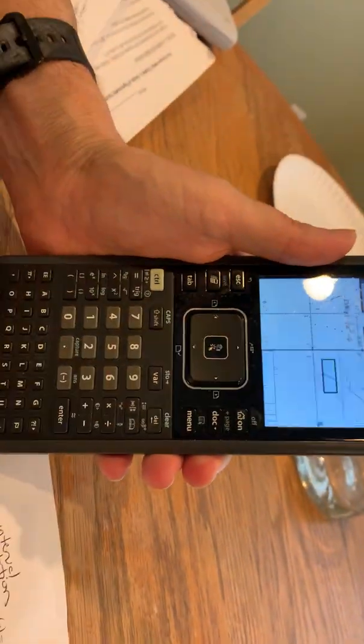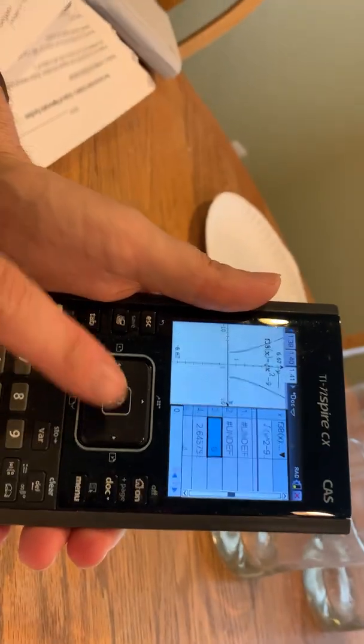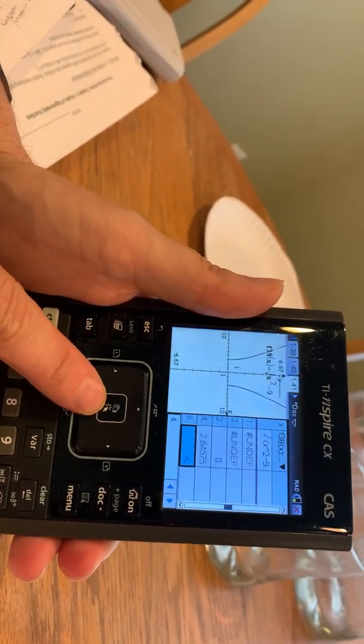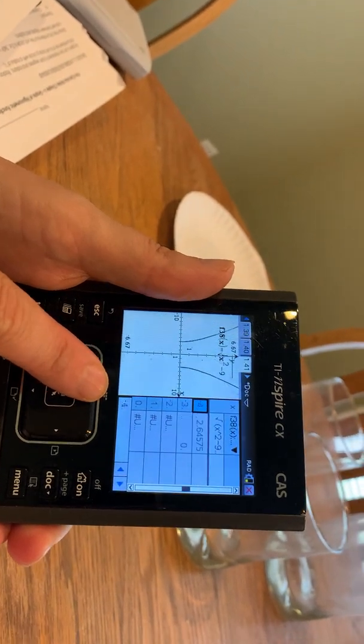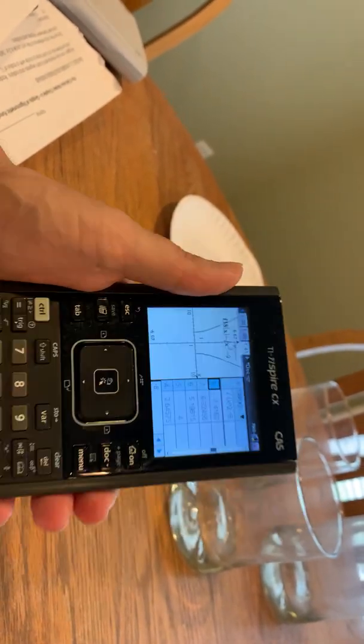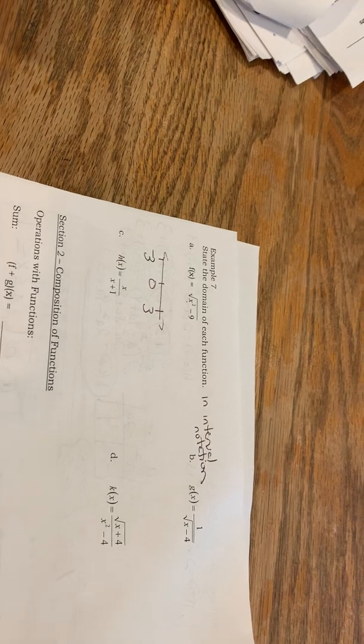So if I go Control T, I can see 3 works, and anything below 3 works. And then the same with -3 works and anything above that. So what I'm going to do is this. I'm going to shade in on the number line and then I'll write it in interval notation. 3 works, it gives me 0.